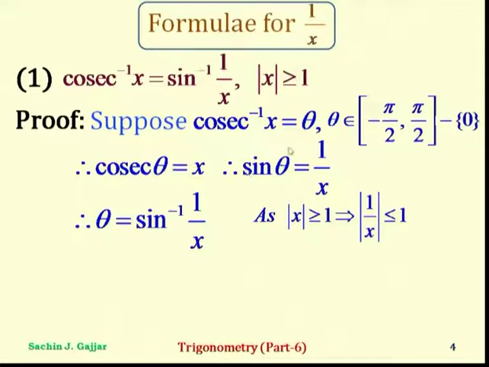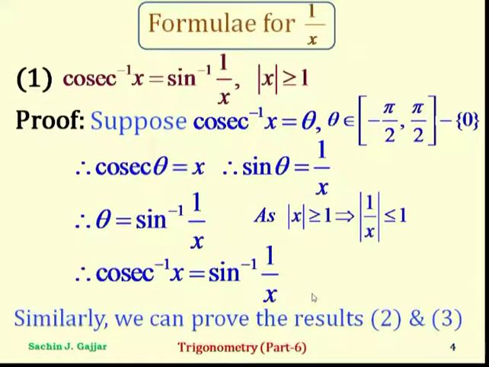But what is theta? See here, theta is cosec inverse x. So write down here cosec inverse x. So we have cosec inverse x equal to sine inverse 1 upon x. Thus we have proved the first result. Similarly, we can prove the second and third results also. Okay.